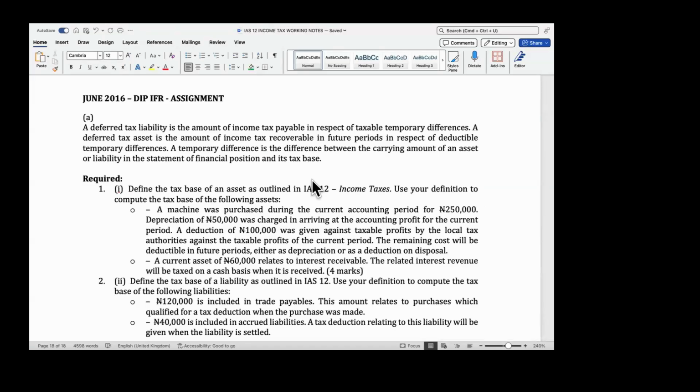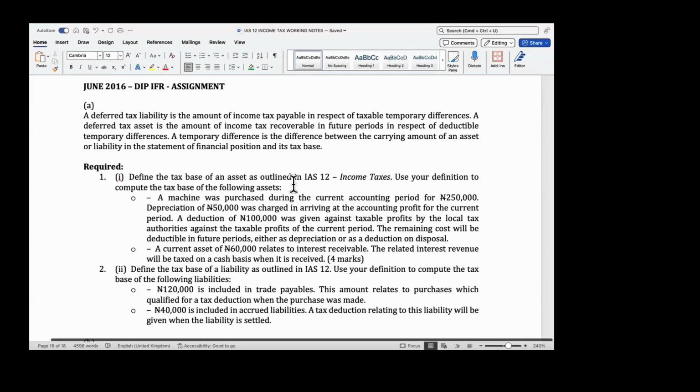Okay, I'll read. A deferred tax liability is the amount of income tax payable in respect of taxable temporary differences. A deferred tax asset is the amount of income tax recoverable in future periods in respect of deductible taxable differences. A taxable difference is the difference between the carrying amount of an asset or liability in the statement of financial position and its tax base. Required: 1. Define the tax base of an asset as outlined in IAS 12 Income taxes. Use your definition to compute the tax base of the following assets.